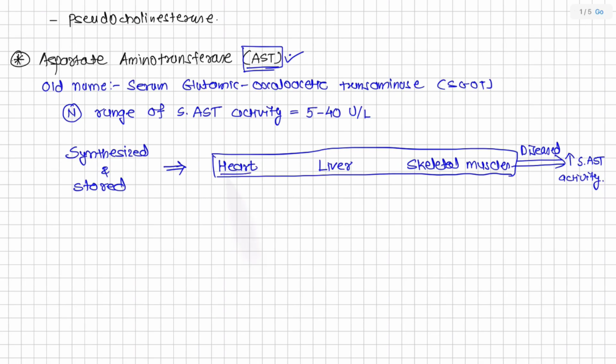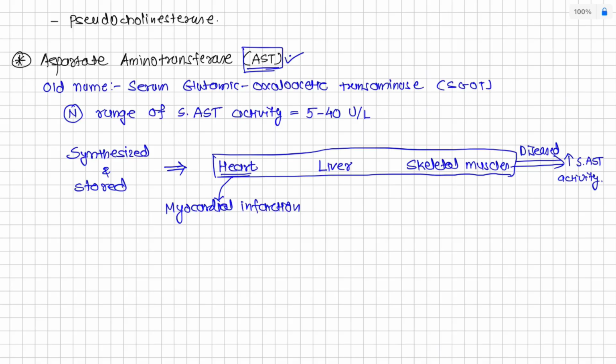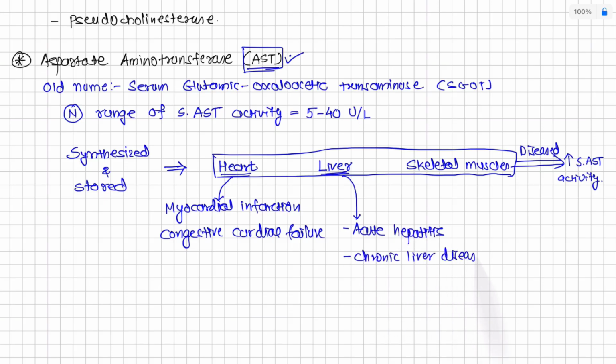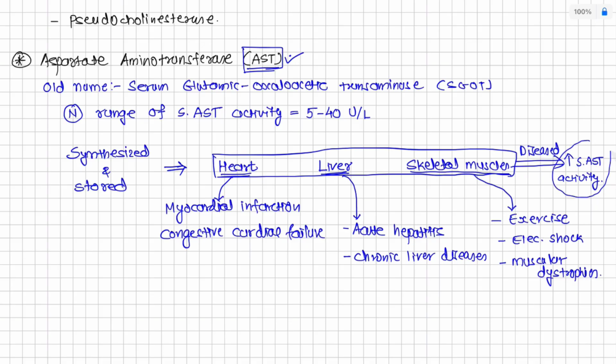So, heart disease like myocardial infarction, commonly known as heart attack, and congestive cardiac failure, liver disease like acute hepatitis, chronic liver diseases, and skeletal muscle damage like vigorous exercise, electric shock, and muscular dystrophies. In all of these conditions, serum AST activity increases.